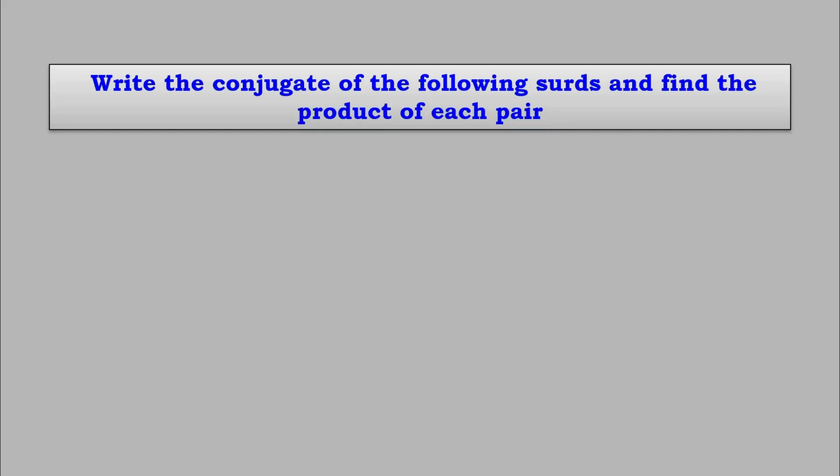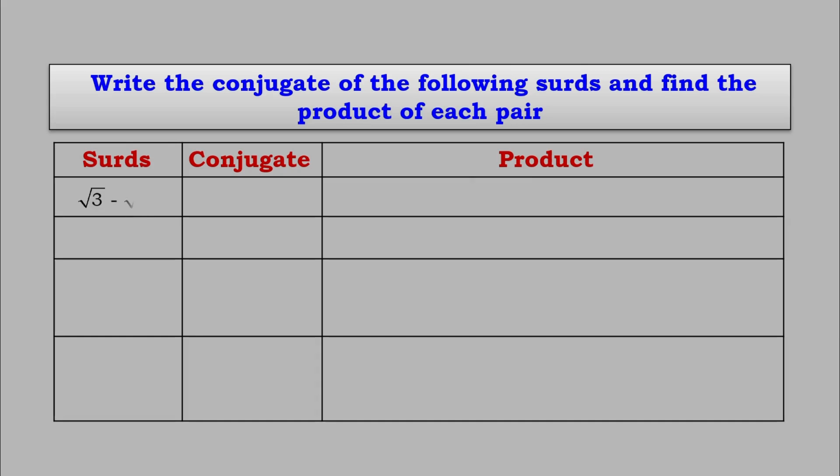Now, question number 6. Write the conjugate of the following surds and find the product of each pair. Now, the surd is root 3 minus root 2 and the conjugate is root 3 plus root 2. So, the product will be root 3 minus root 2 into root 3 plus root 2, which gives us root 3 whole square minus root 2 whole square equal to 3 minus 2 equal to 1.